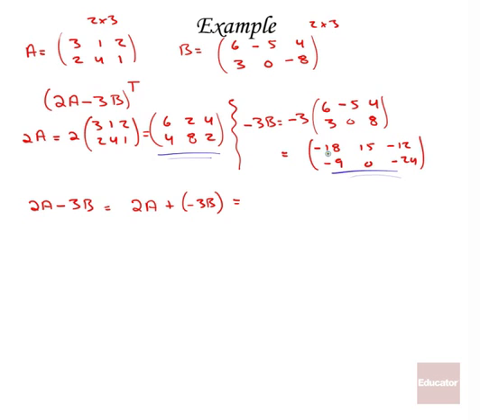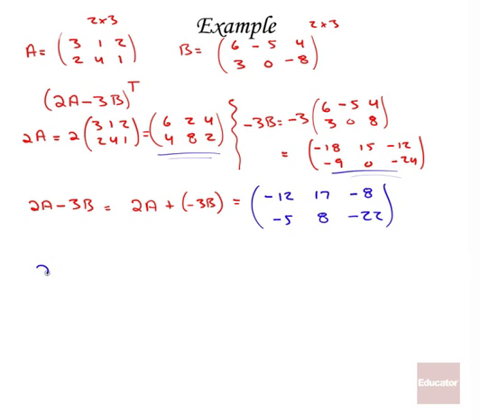So now let's add 2A. 6 plus a negative 18 should be negative 12. 2 plus 15 is 17. 4 minus 12 is negative 8. 4 minus 9 is negative 5. 8 plus 0 is 8. And 2 minus 24 is negative 22. So this is our 2A minus 3B.